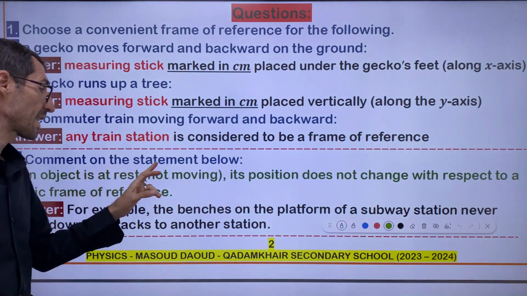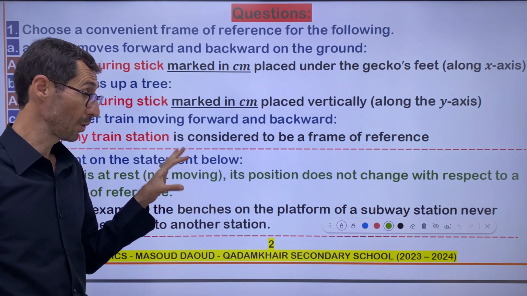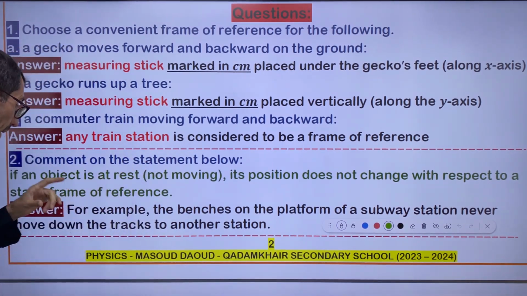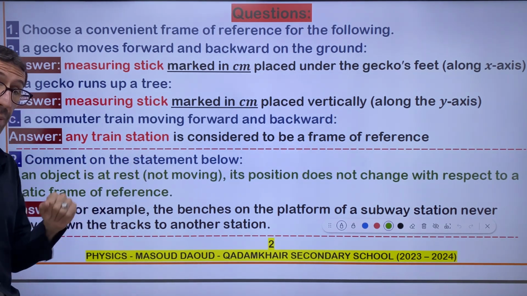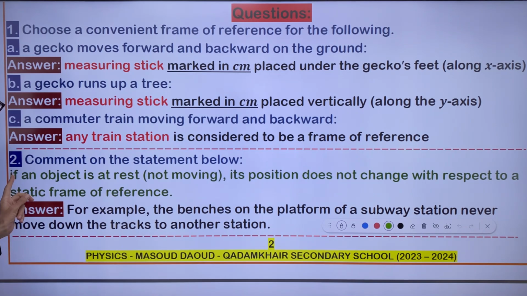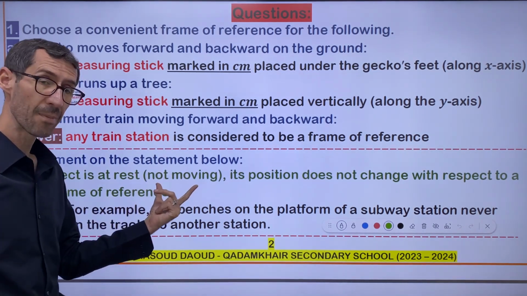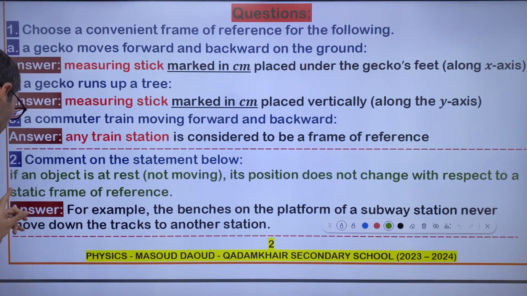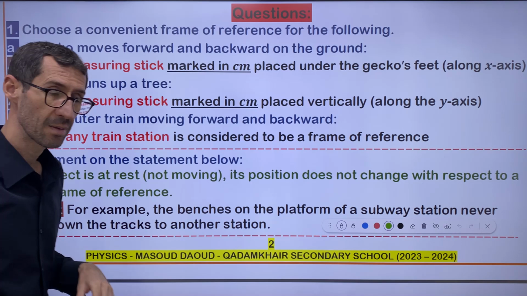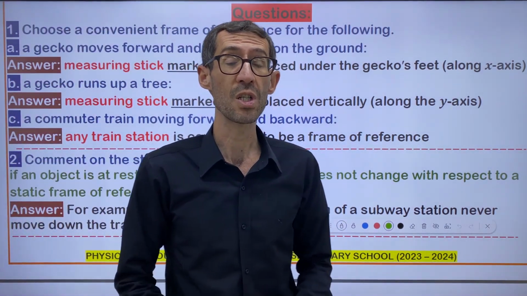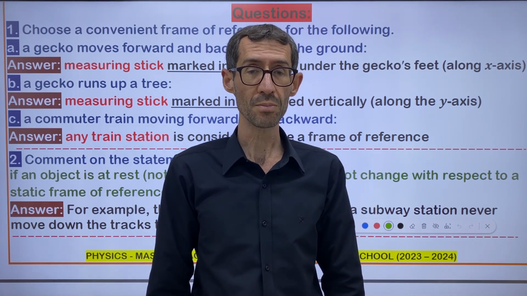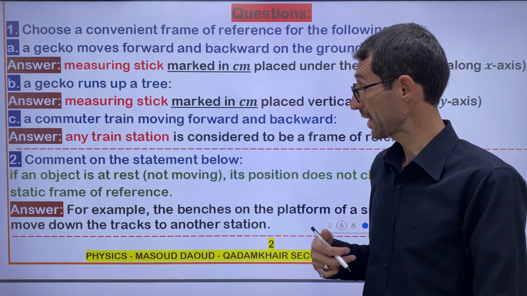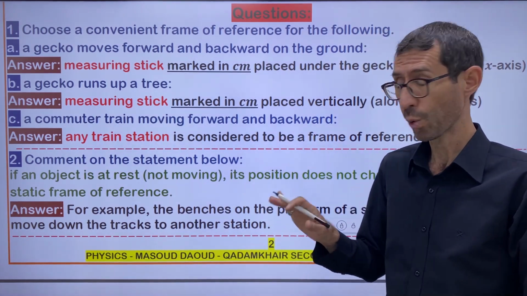Number two, comment on this statement below. I'm sure you know the answer. Last lesson I explained it for you. Let me read the question. What's the statement? If an object is at rest, not moving, its position does not change with respect to a static frame of reference. So what's the answer? I explained it last lesson, so this lesson I'm going to read the answer only.